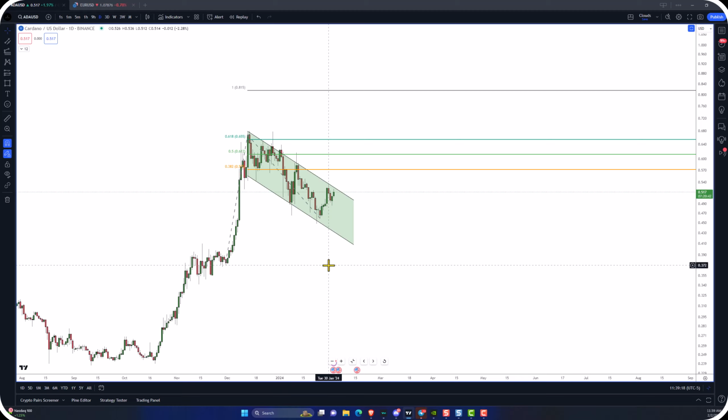So if that matches your risk management strategy, your trade strategy, this is the easiest way I know of to identify an initial profit target zone.